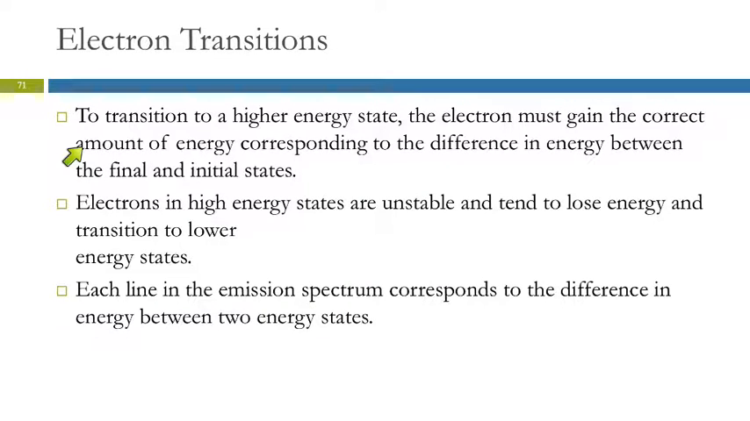So when we're transitioning to a higher energy state, the electron has to get the correct amount of energy. Electrons in the higher energy states are unstable. They tend to lose energy and transition to lower energy states. There's another glitch in my PowerPoint slide. So each line in that emission spectrum corresponds to the difference in energy between two energy states for the electrons in that atom.